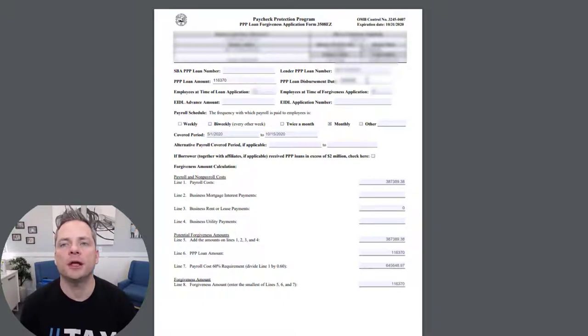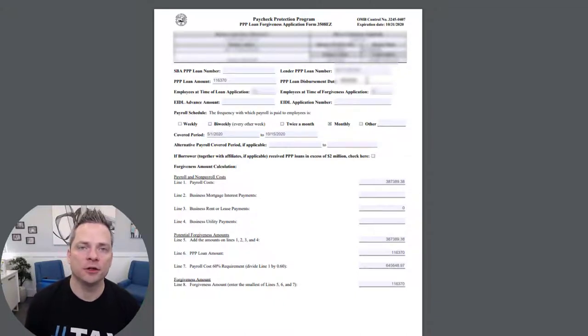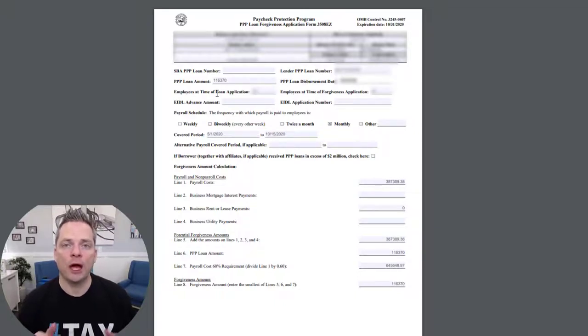The disbursement date. This disbursement date means when the funds hit your bank account, not the first payroll that you use them on, but the date the funds hit your account. Then you're going to put how many employees you had at the time you asked for the loan, and then how many employees you have at the time you're asking for forgiveness.